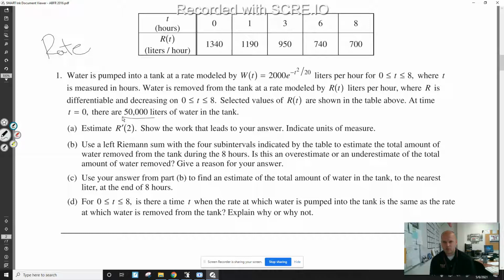At time 0, there was 50,000 liters of water in the tank. That's our total at time 0. R prime of 2: 2 is between 1 and 3. The best way to approximate it is to use the slope of the secant. So 950 minus 1190 over 3 minus 1. That is liters per hour divided by hours. That's liters per hour squared.